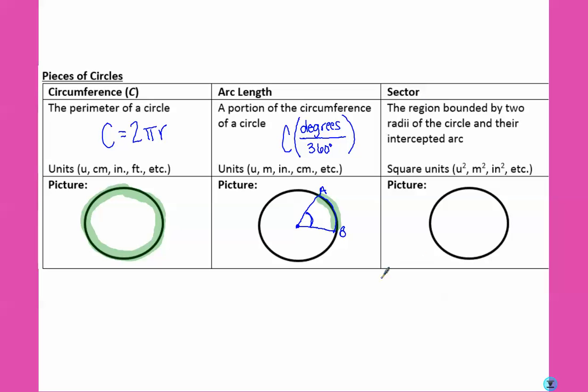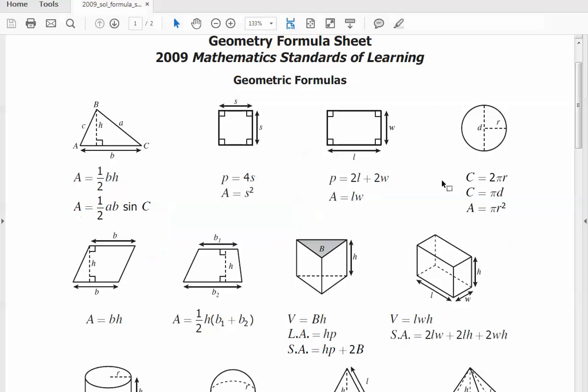A sector basically looks like a pizza slice or a pie slice. And it's asking us how much area, how much space of the circle is taken up by this. So for this, we would multiply the area of the circle times the degrees over 360 degrees. The formula for the area of a circle, again, is on your formula sheet right here, and it's pi r squared.